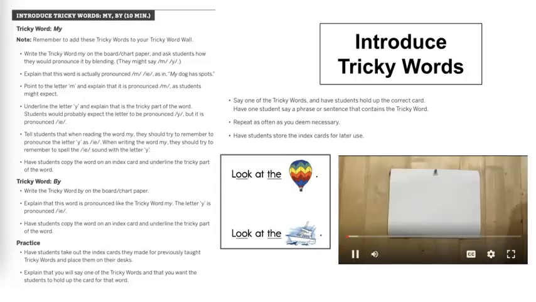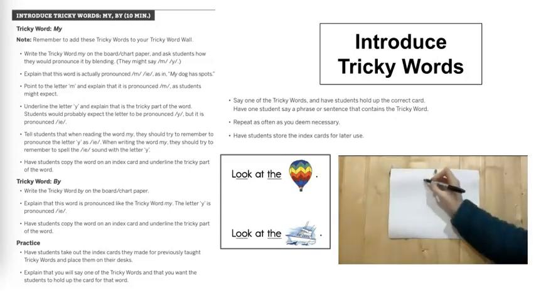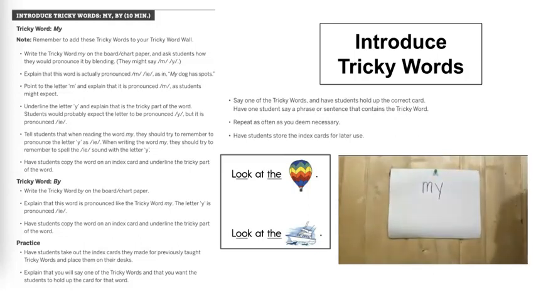We are now going to learn some new tricky words. Remember, tricky words are words that aren't pronounced quite the way you would expect based on how they are spelled, and we have to remember the tricky parts of the word. From what you know about these spellings, how would you pronounce this word by blending? Yes, you might say mē. This word is actually pronounced my, as in my dog has spots.